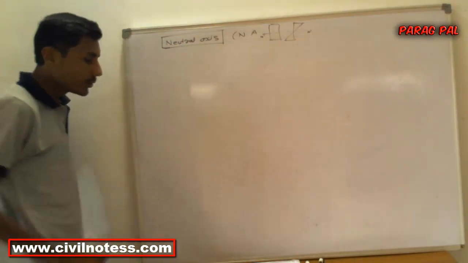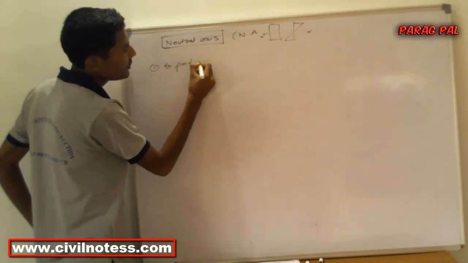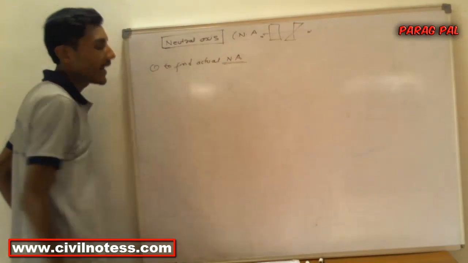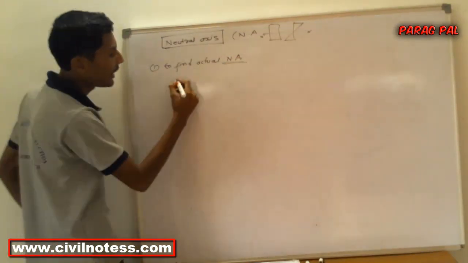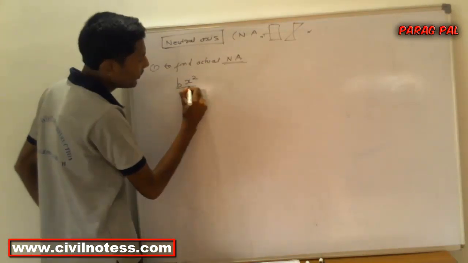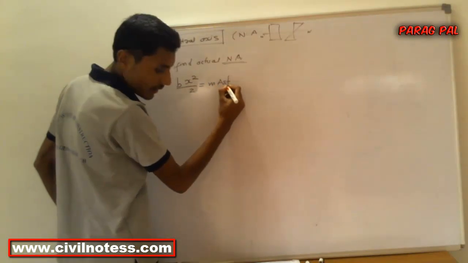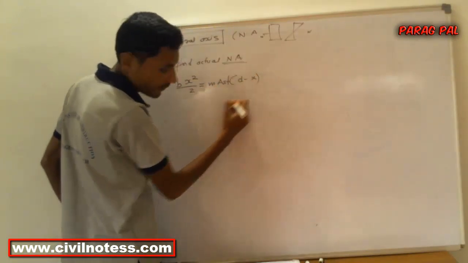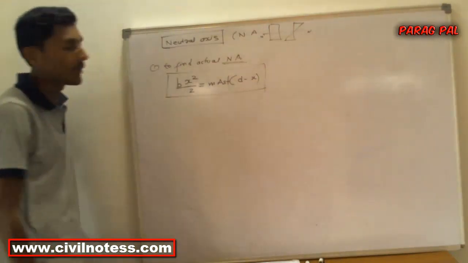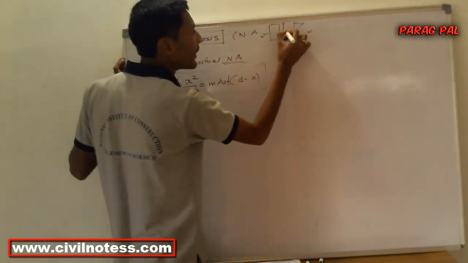Now we have to find the actual neutral axis. To determine the actual neutral axis, the formula is b into x square by 2 equals m into Ast, in bracket d minus x. This is exactly the formula where we can determine the depth of the neutral axis, that is, this x.